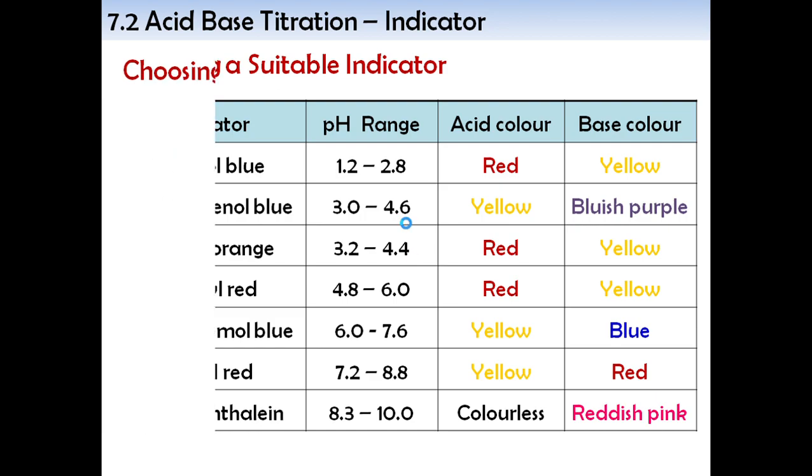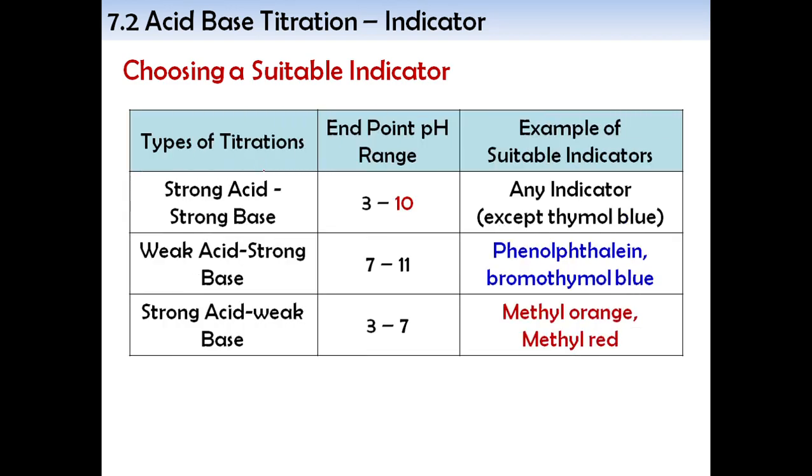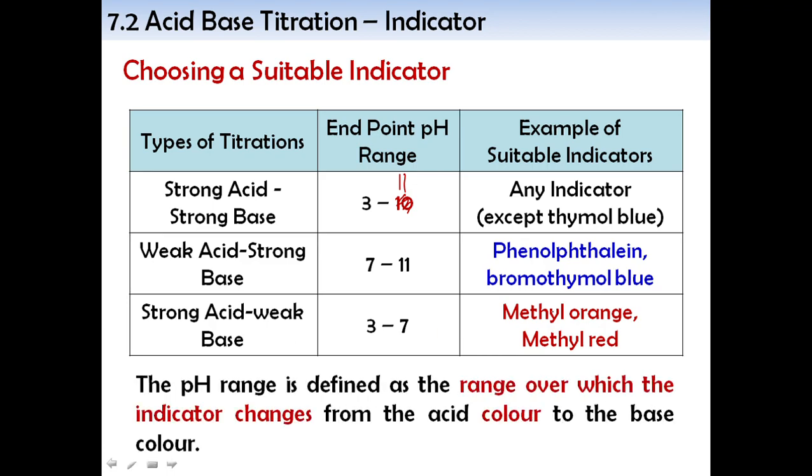Jadi, kita dah kumpulkan kepada awak untuk 3 jenis titration. Kalau you ada strong acid dengan strong base, the endpoint pH range is 3 to 11. So, you can choose any indicator except for thymol blue. Jadi, tengoklah tadi kan banyak indicator tadi. So, pilih mana-mana. Kalau weak acid dengan strong base, boleh guna phenolphthalein atau bromothymol blue. Strong acid dengan weak base, methyl orange ataupun methyl red. Okay, so ini adalah pH range yang saya dah go through tadi.